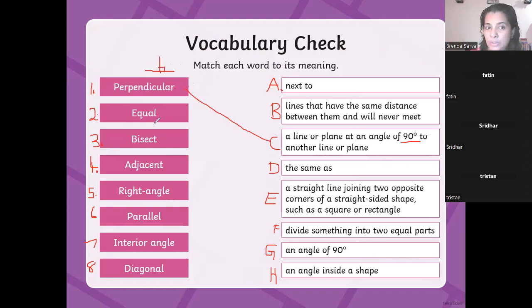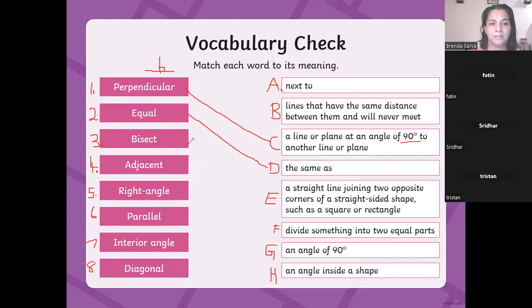Let's go to number 2 now. What is the meaning of equal? That's pretty easy, right? Come on, guys, quickly put in chat. You have to make this a bit quick. We can't take too long. Be a little faster. What is equal? D. Okay, the same as. That's equal. All right, very good.